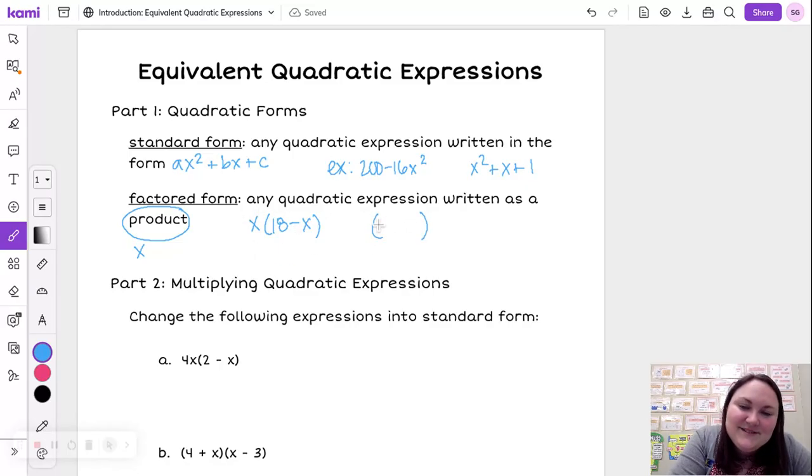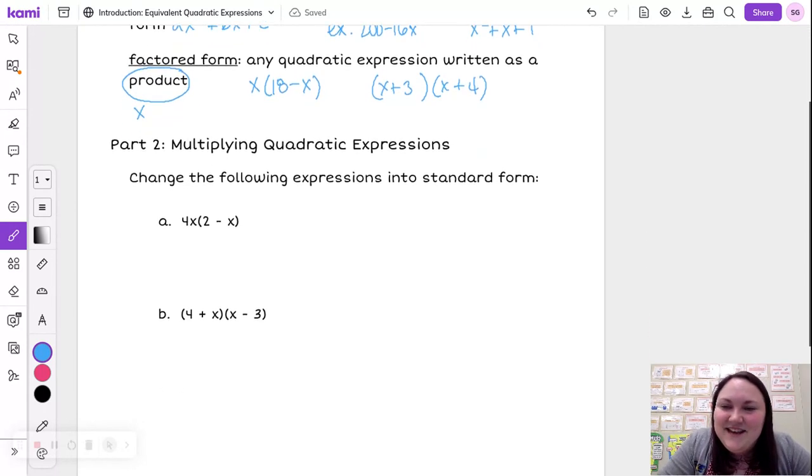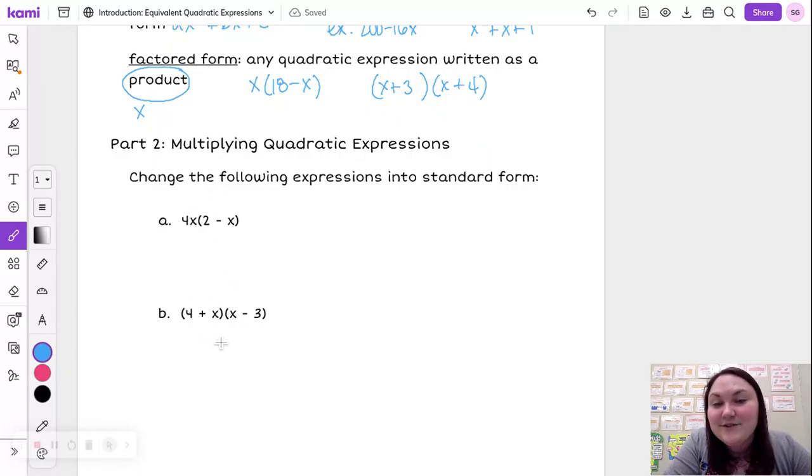You might also see things like this. This would also be factored form because we have it written as a multiplication problem. x plus 3 multiplied by x plus 4. So our focus in this lesson for today is going to be changing different expressions that are in factored form into standard form. This first one here you have already done in previous lessons.